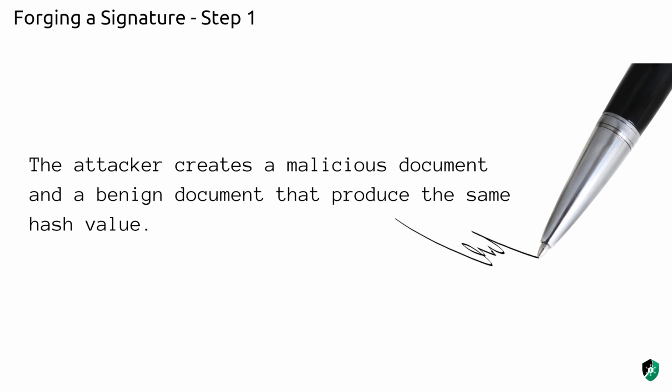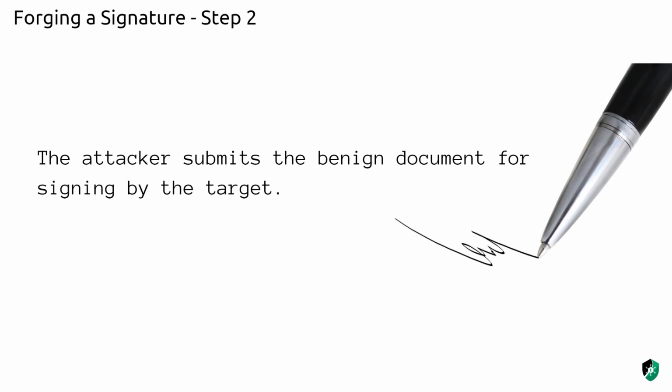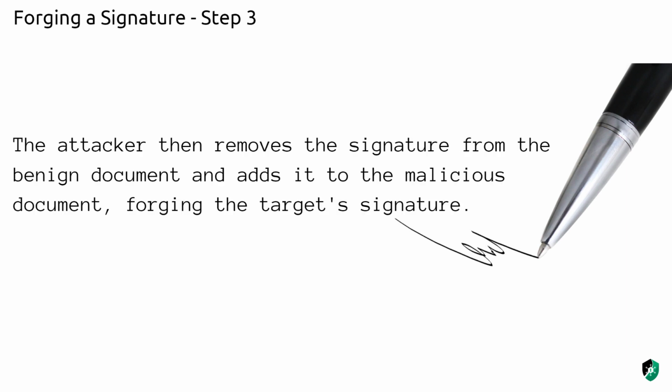So what the attacker will now do is send the benign document for signing by the target. He's going to send the ordinary document to the victim to sign. Once the victim has signed that document, the attacker will simply remove the signature from that document and then add it to the malicious document, forging the target's signature. That's how this would work.